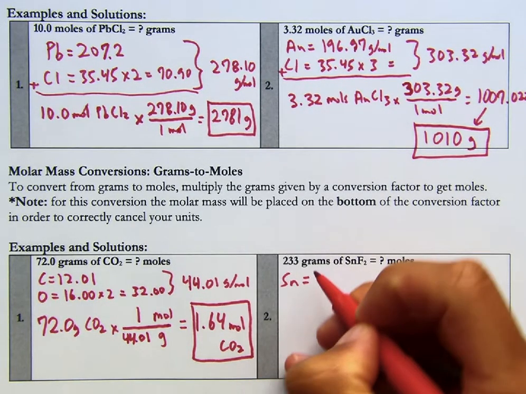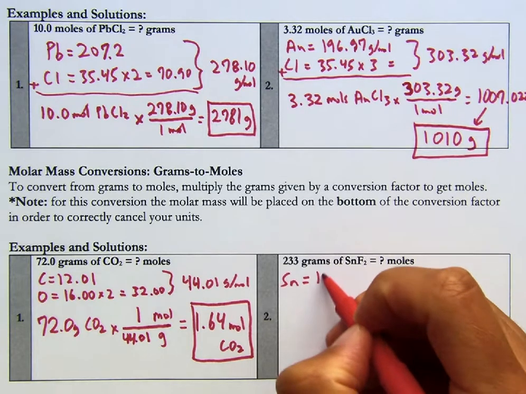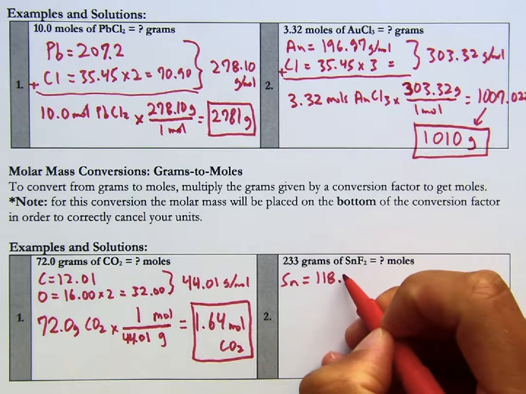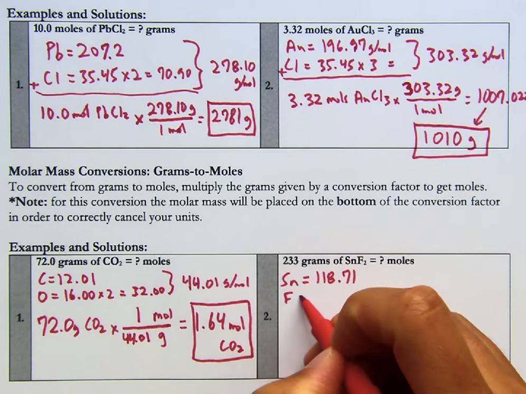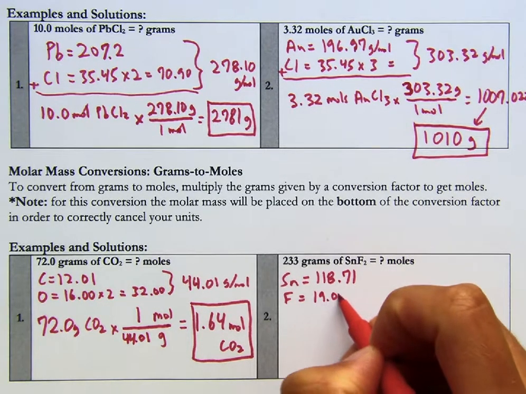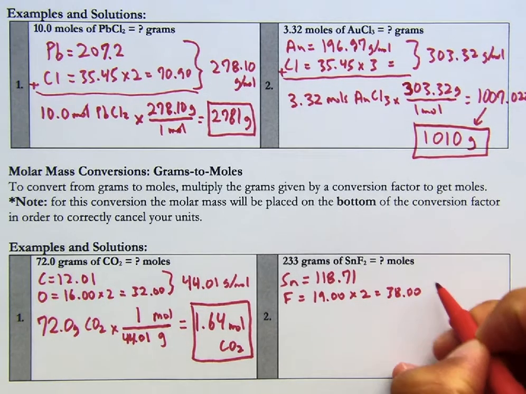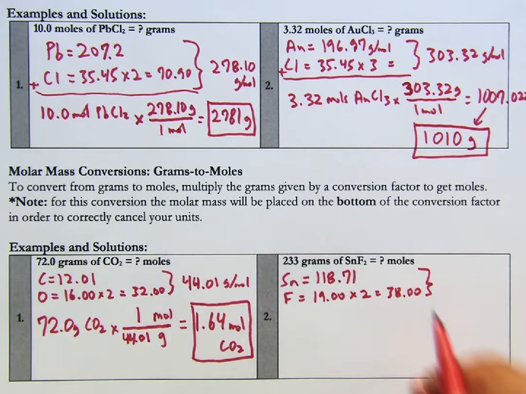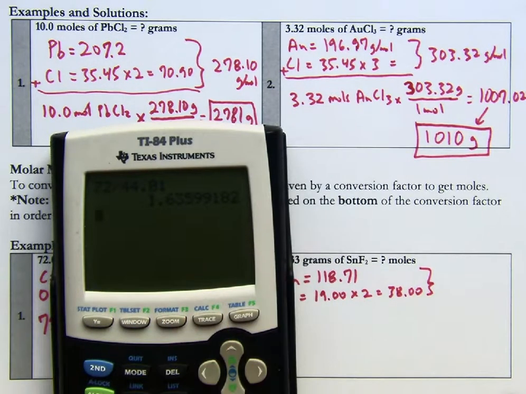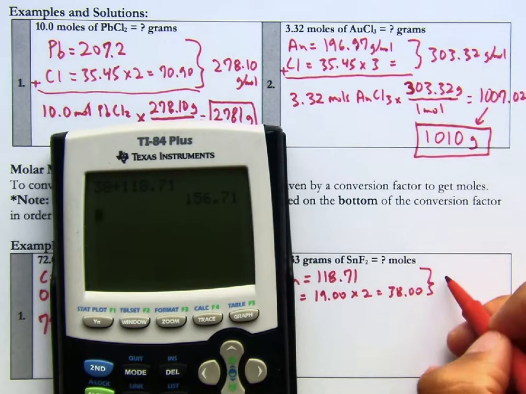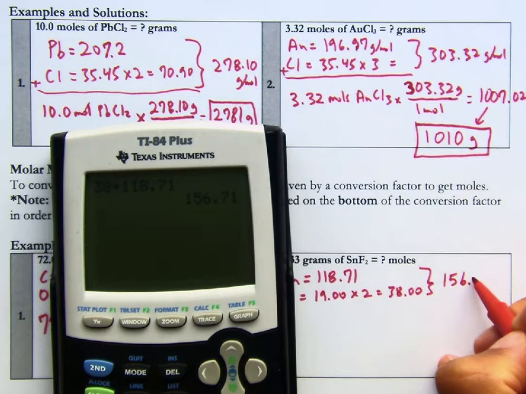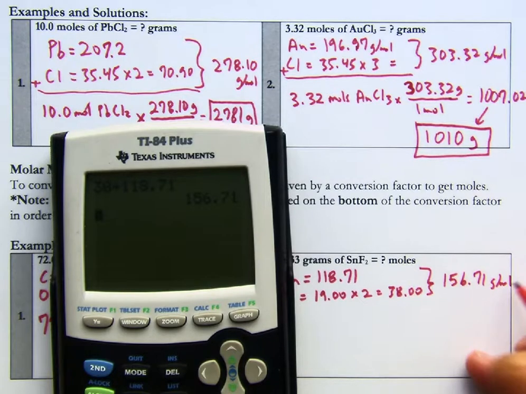Sn is tin. Tin has a molar mass of 118.71, and fluorine has a molar mass of 19. We have 2 of them, so that's 38. We're going to add those together, and we'll get 38 plus 118.71, 156.71 grams per mole. So that's our molar mass. Okay, that's your molar mass.